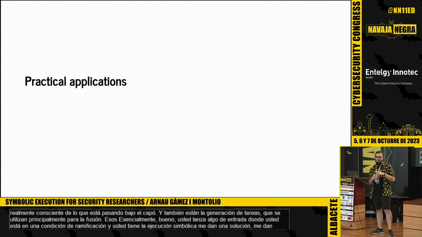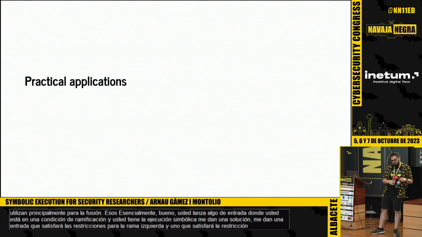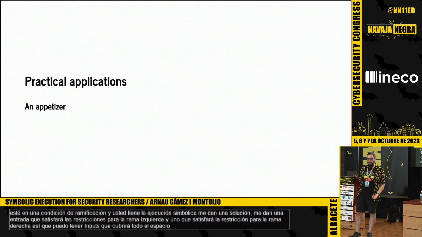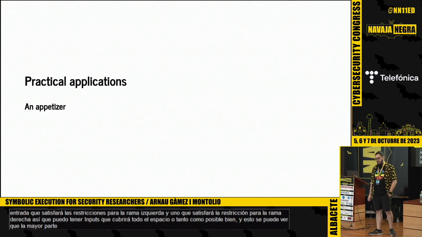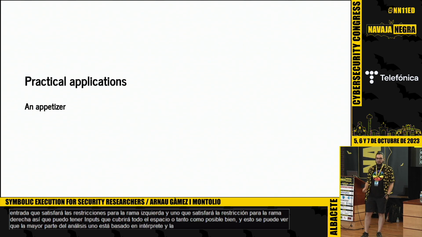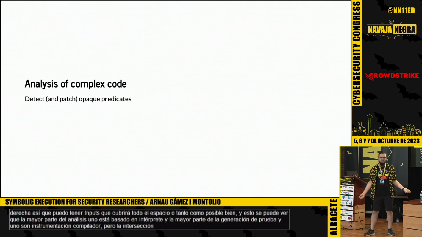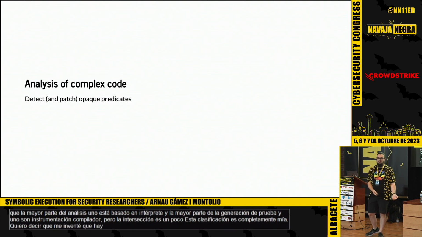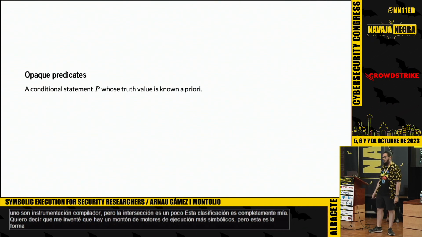Okay, now let's jump into some practical applications. And just as an appetizer, I will show you a couple of demos of things that can be done with this and are being done, and you might be interested in knowing. One is analysis of complex code, and in this case we'll see how to detect and patch opaque predicates, and what an opaque predicate is in the first place, if you didn't know.